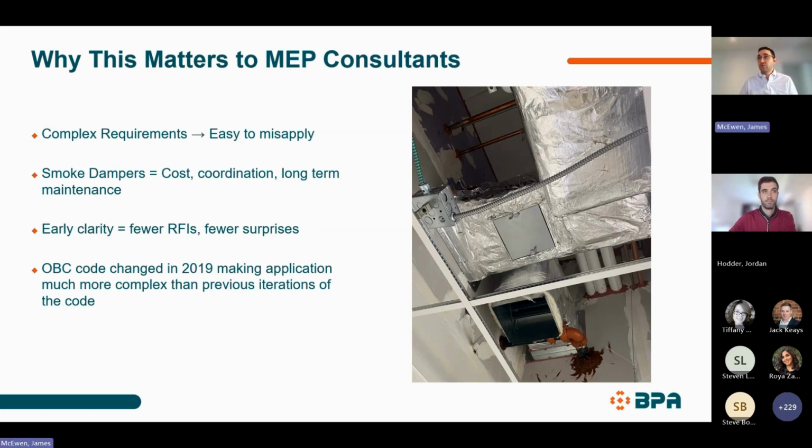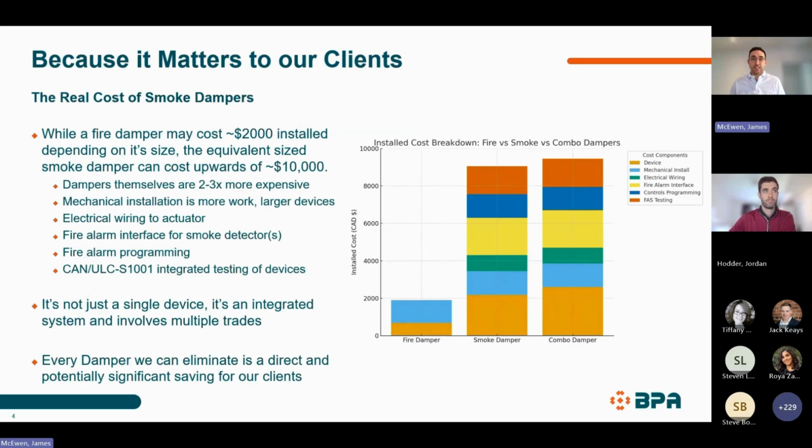We think the right answer is $8,000 plus, because when we're dealing with a fire damper, that's really just one trade. They're installing the fire damper, connecting it to the rest of the ductwork. When we have to do a smoke damper or a combination fire smoke damper, you all of a sudden have to start including a lot more trades in that coordination.